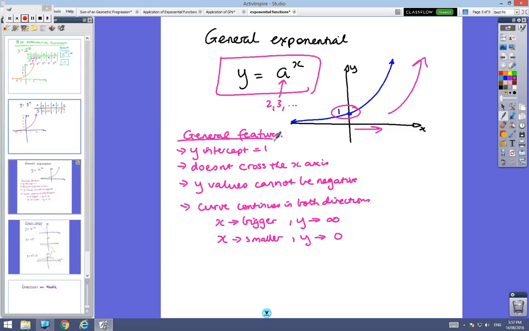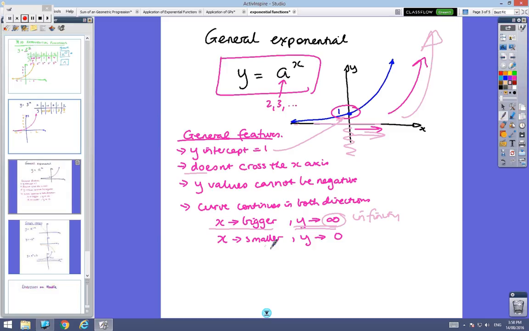Okay, so the general features are it always has a y-intercept of 1. You don't actually cross the x-axis. You can't have any y values that are negative. The curve is continuous in both directions. And as x gets bigger, y gets really big. This symbol here is called infinity. So as x gets bigger, y gets really big. Okay, so we approach infinity.